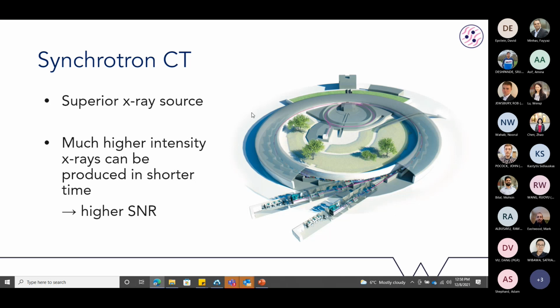So similarly in CT, there's multiple efforts to try and get high resolution CT images. Here's an example, synchrotron CT. Synchrotrons are a superior X-ray source to what you'd normally get in X-ray CT. You get much higher intensity X-rays and they can be produced in a shorter time, so you get better signal to noise ratios, but you require a whole synchrotron.